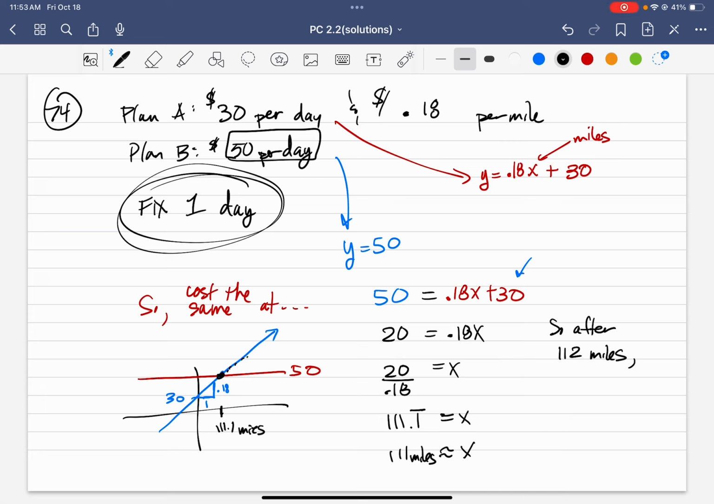So after 112 miles, I'll make sure that's clear. It's the blue one, plan B. Plan B is cheaper.